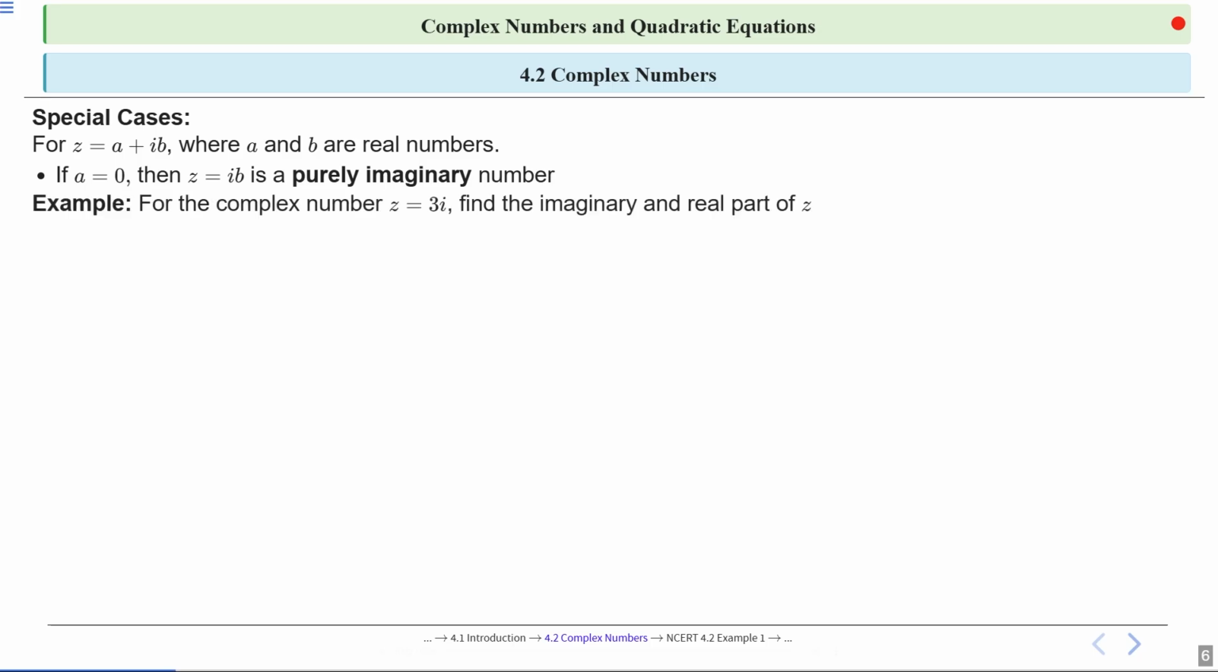Let's take an example to make this clearer. Suppose we have the complex number Z equal to 3 times iota. Our goal is to find both the imaginary part and the real part of Z. We will do this step by step.